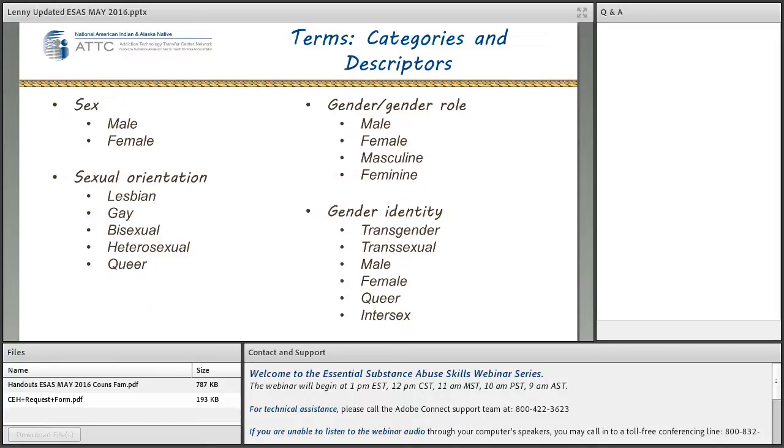So here are some categories and descriptors in regards to LGBTQ. An individual identifies as either male or female, and what also should be in there is transgender, but that's a gender identity too. So the gender and the gender role is male or female, who identify as masculine or feminine. Sexual orientation includes lesbian, gay, bisexual, heterosexual, or queer. Gender identity falls under transgender, transsexual, male, female, queer, or intersex.